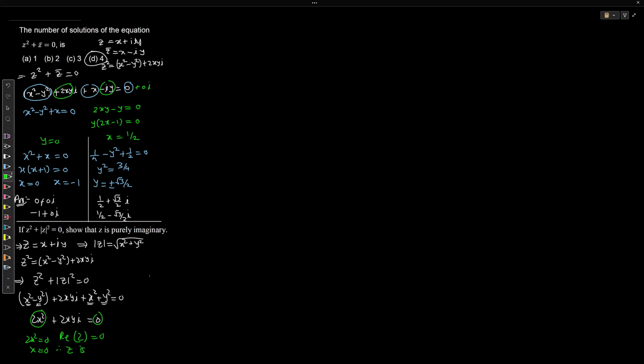Therefore, your z is purely imaginary, hence proved. But if you think a little extra, you will realize that if we compare the imaginary part, your y will also be 0, and the imaginary part is also 0. So it is also purely real. Actually it becomes 0 plus 0i. But we were asked to prove it purely imaginary, and we have done it. Okay? So, ta-da!